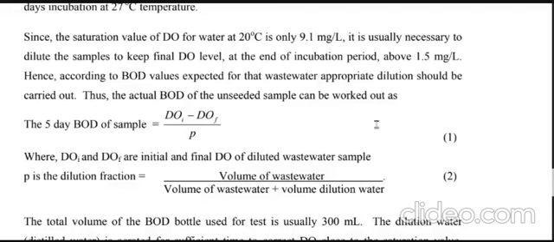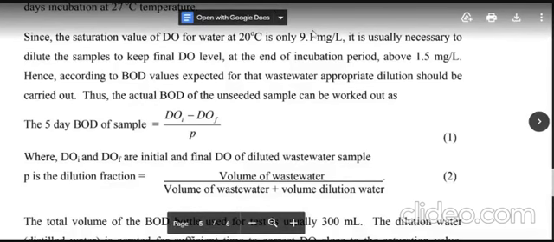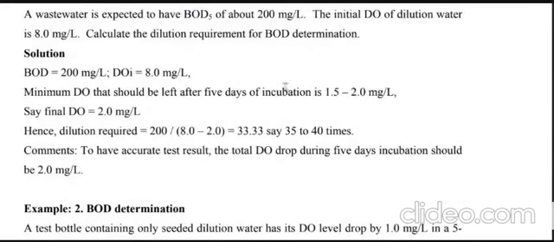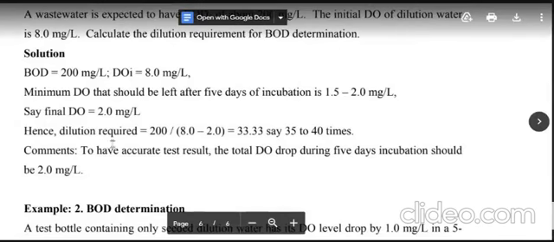Okay, now what we know is that the maximum concentration of the DO is 9.1, and for the incubation we say it requires 1.5, up to 1.5 to 2. So here in this case, we try to get the dilution required.